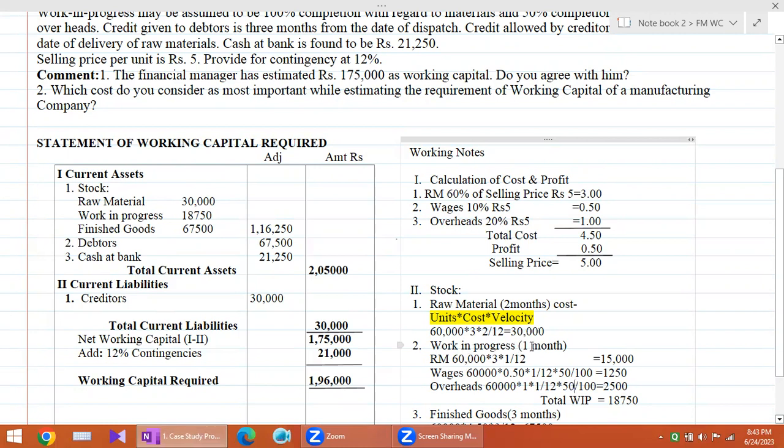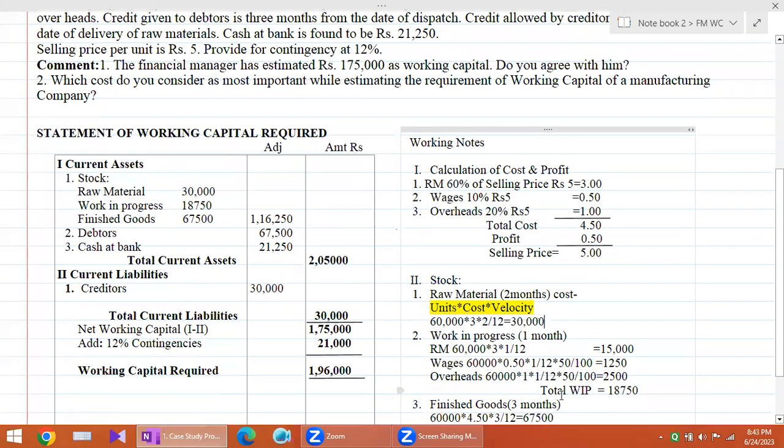Work in progress is a little bit confusing. Why? Because the raw material consumption is 100% and wages and overhead consumption is only 50% made. That's why these two parts are additional. That is 50 divided by 100 and 50 divided by 100. We have taken this for wages as well as for the overhead. This is a little bit tricky. If it is not given directly, you can take the work in progress cost also as ₹4.50. Directly you can take, no problems. That will not be an issue.